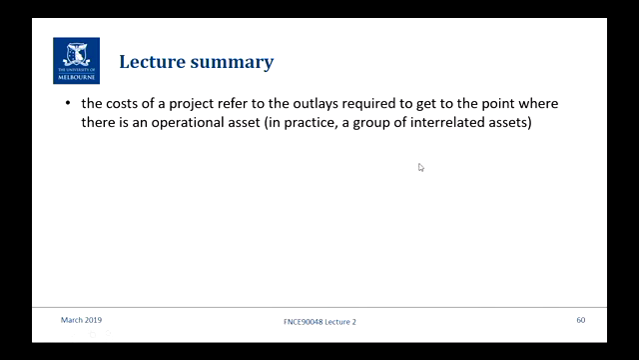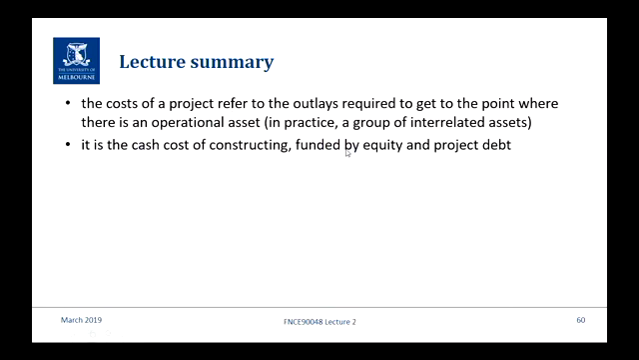So let's go back to the start of last week and summarise the cost of a project. We spent a bit of time talking about the cost of a project. The takeout from that is that they're spending a lot of money, so you need to understand what the categories are. Once we've done an estimate, that's the amount that we have to fund. So it's a group of assets, it's the cash cost of constructing, and it's funded by equity and project debt.